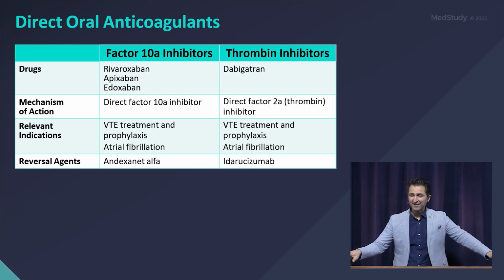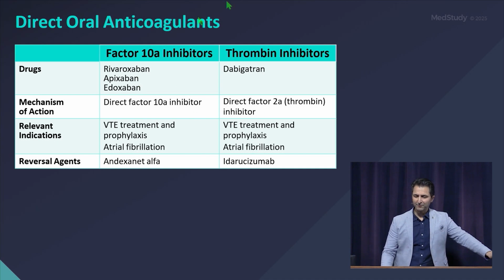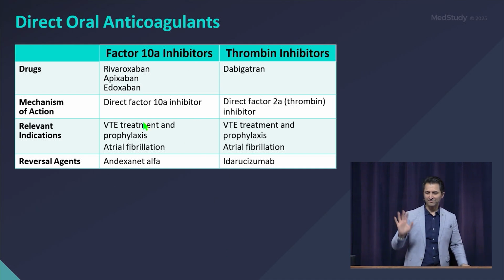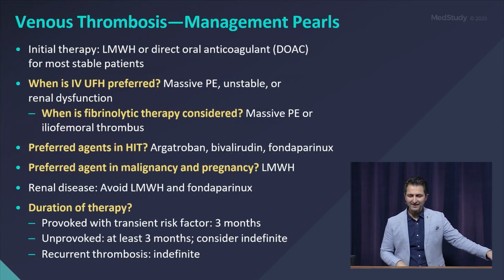Andexanet has an X in it. Factor 10 is an X. All of the Xa inhibitors have an X in them. So you'll never forget that if it's on an MCQ, and you have to remember which was the reversal agent for Xa: andexanet alpha for the Xa inhibitors.